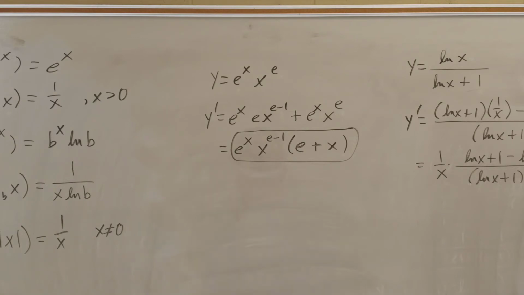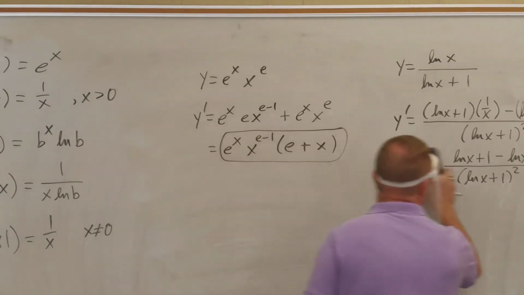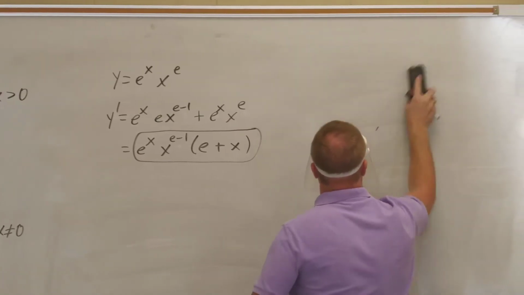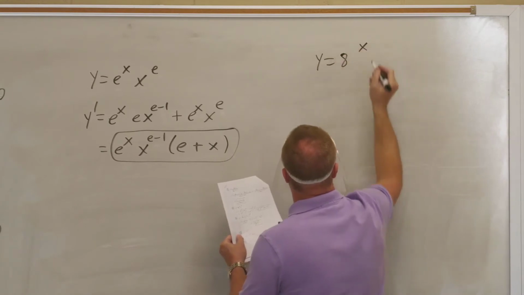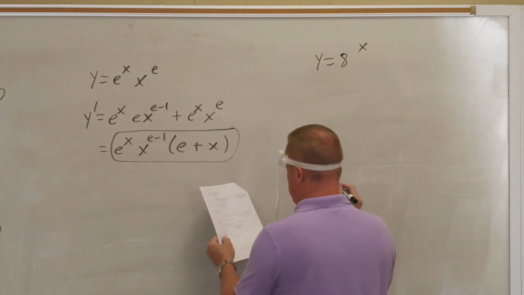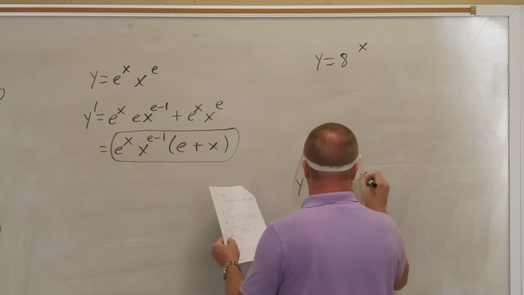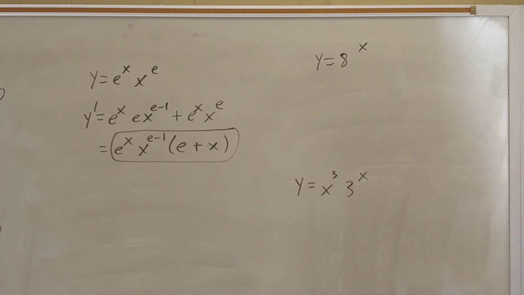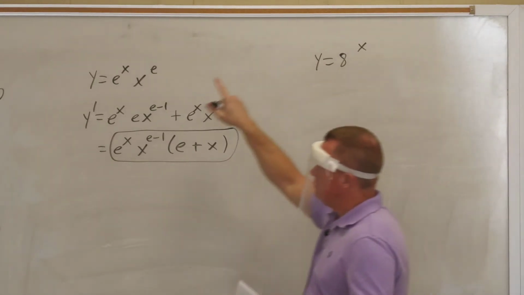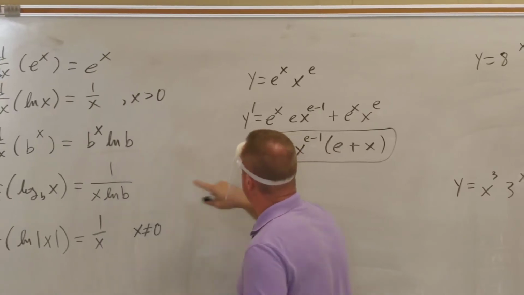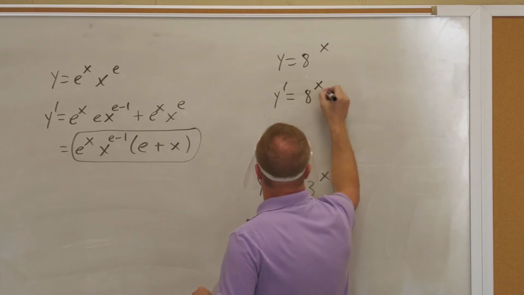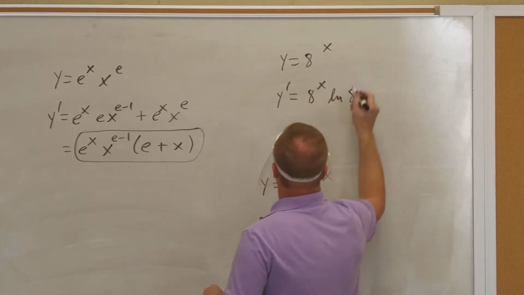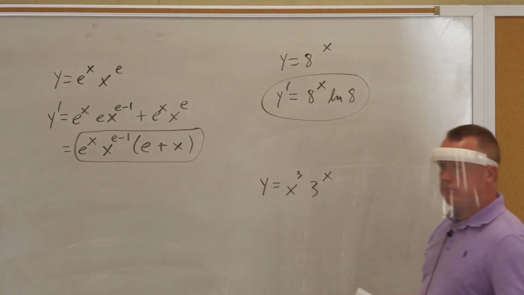Okay? Here's a few with powers. Exponentials where the base is not e. So let's say we have y equals 8 to the x power, and let's say we have y equals x cubed times 3 to the x power. All right, so we have those. Follow the formula. Okay? Here's your formula. So that derivative would be 8 to the x times ln 8. That's all you do. Okay?